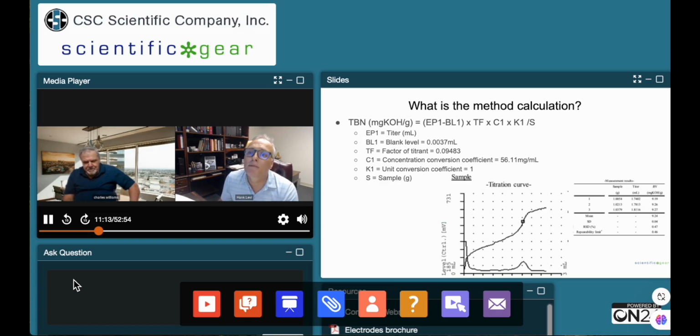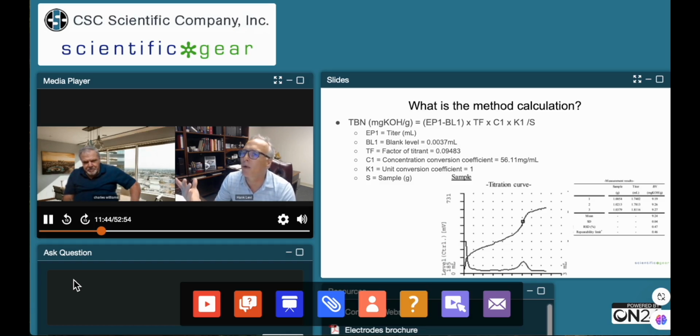Okay, so let's go to the next one. The blank, BL1, blank level. And you see here, it's 0.0037 milliliters. And so what is that? Well, we do a blank on the titration solvent, and how much of the base or acid is in that solvent is what we're identifying, because we're going to be putting our sample into this solvent when we do the titration. So that's what that's all about, backing it out.